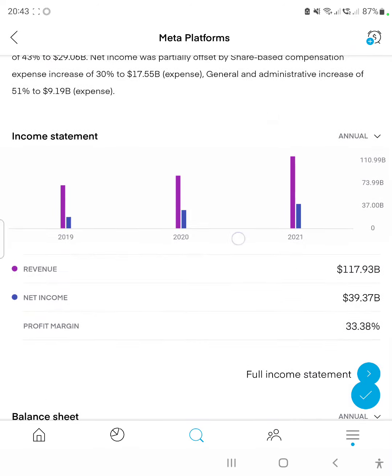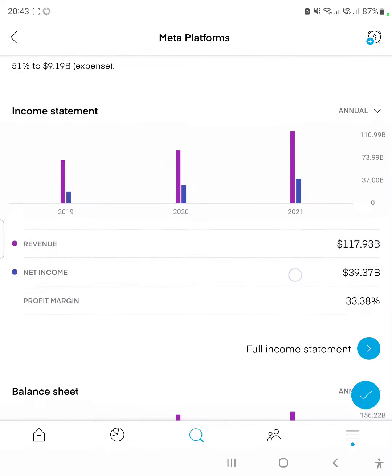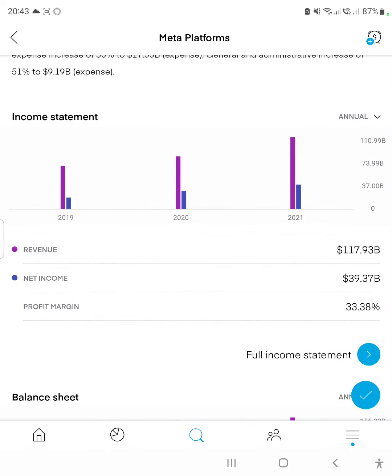So we're going to skip the financial summary. Let's look at the financial statements. Start with the income statement. A 33% profit margin last year, which is very good. The exact figure was 39 billion.